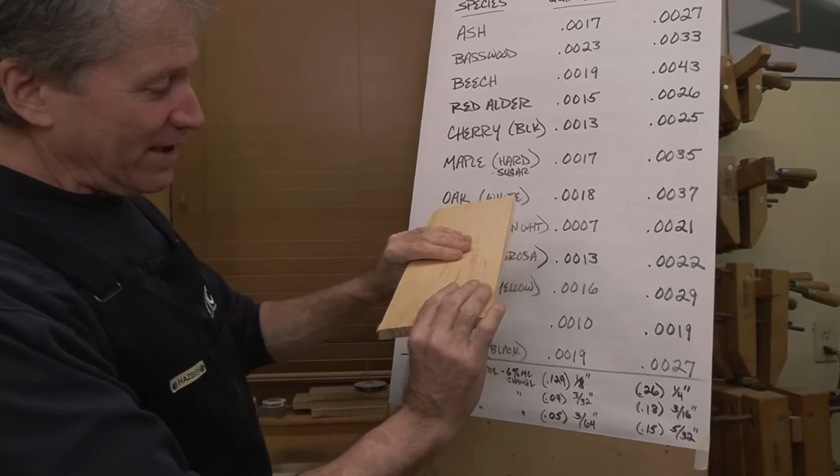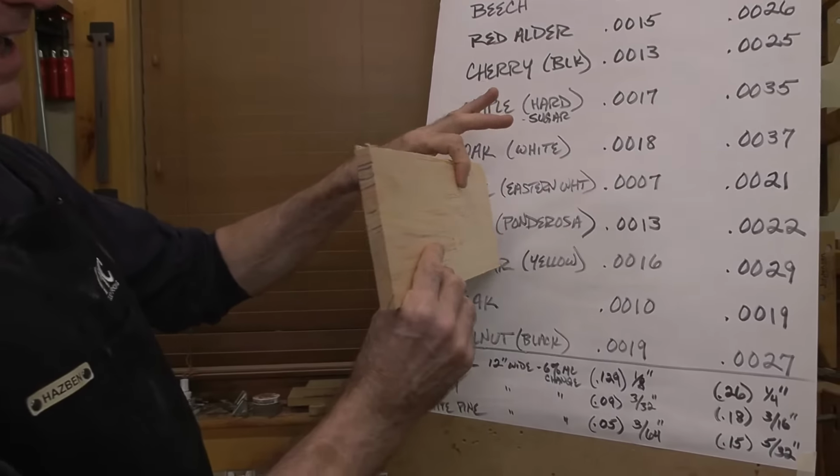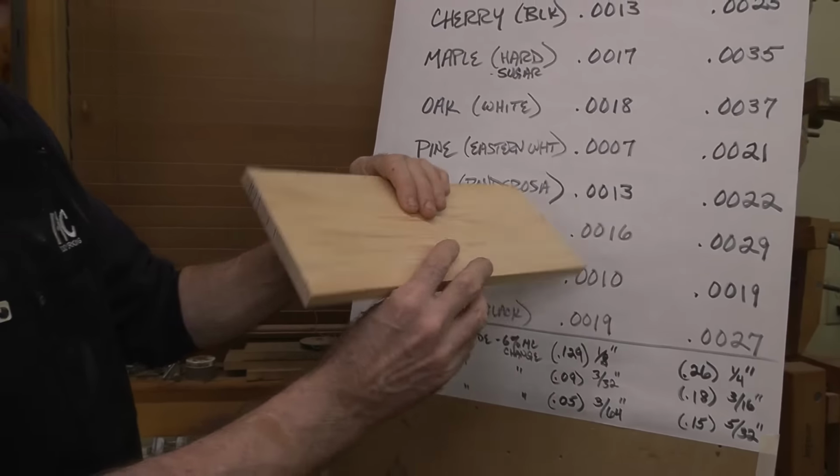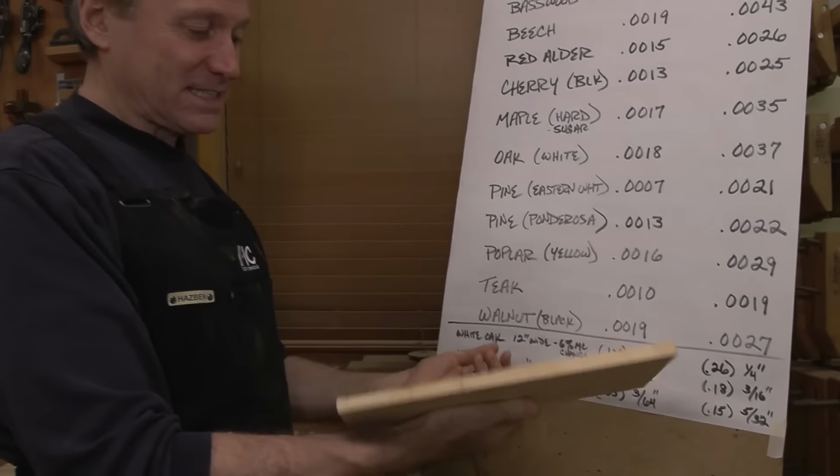This is quarter sawn white pine. So when this is dry, it is the most stable of species in North America. Isn't that cool? And it's light.